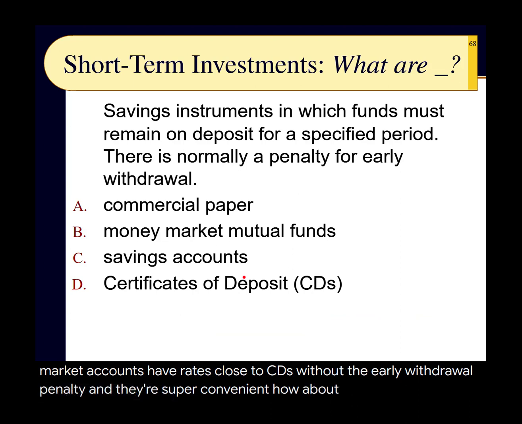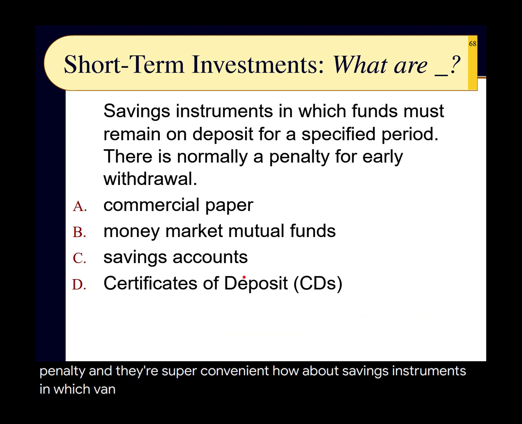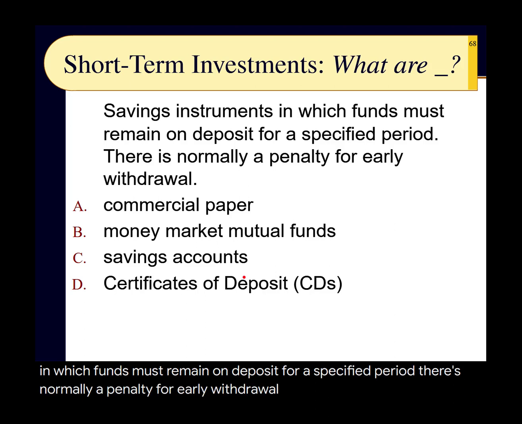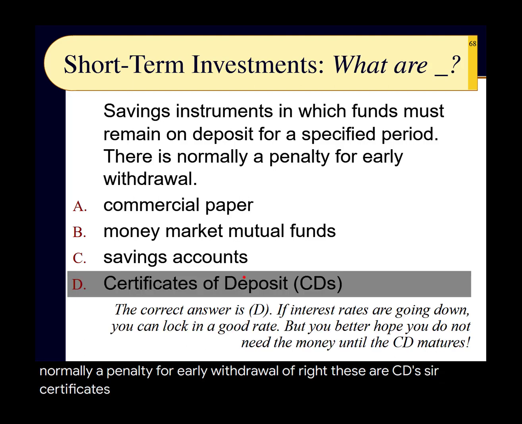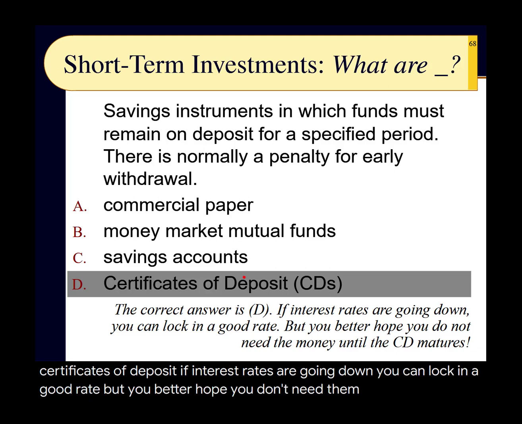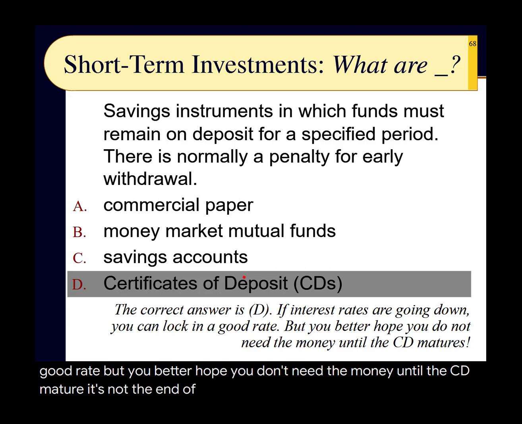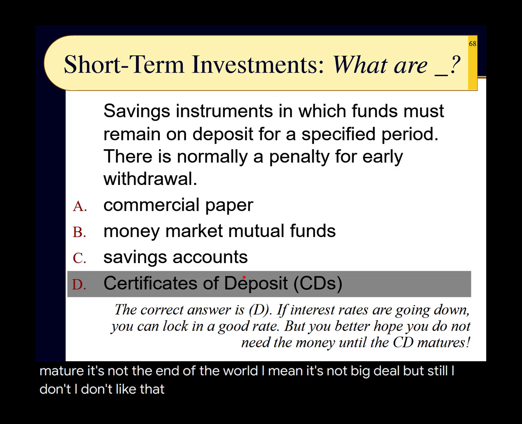How about savings instruments in which funds must remain on deposit for a specified period? There's normally a penalty for early withdrawal. Right, these are CDs, certificates of deposit. If interest rates are going down, you can lock in a good rate, but you better hope you don't need the money until the CD matures. It's not the end of the world. I mean, it's not a big deal, but still, I don't like that penalty. I don't like when people penalize me.